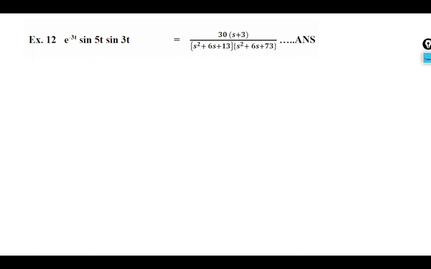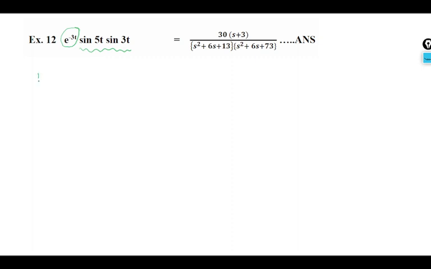Next one. Carefully observe. Now multiple things we require. First of all, there is multiplication of trigonometric terms, which indicates we should use a trigonometric identity, and then at the end this term indicates a shifting. So let me find out the Laplace of sine 5t into sine 3t first. Here we require the formula for sine A sine B. Sine A sine B is 1 by 2 times cos of A minus B minus cos of A plus B.